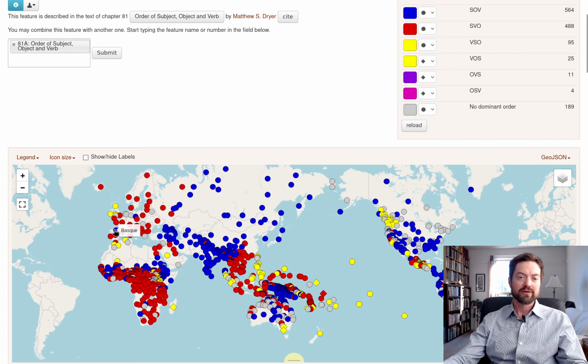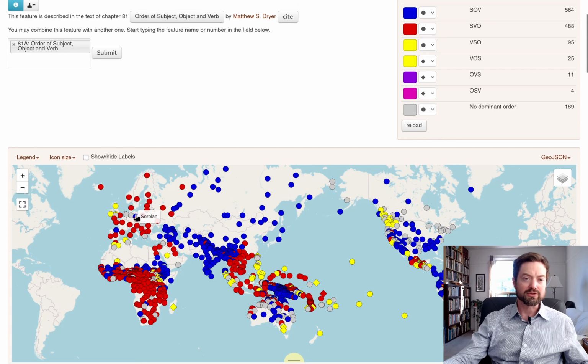So here we have these features placed on a map, and you can see how they have certain clustering tendencies, which is interesting to see. Between the top two, you have SVO, very popular in Europe. They have the exception, okay, Basque, a very unusual language that doesn't fit in with the rest of the European languages. And what's this other one? Sorbian. Okay, I don't know about that one.